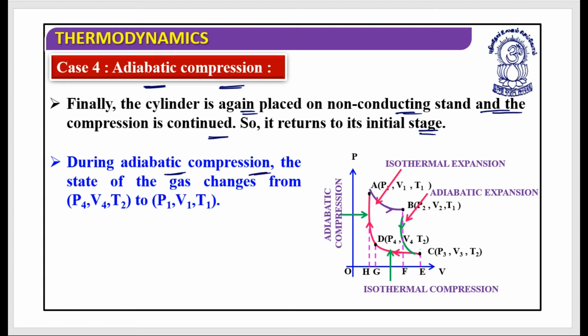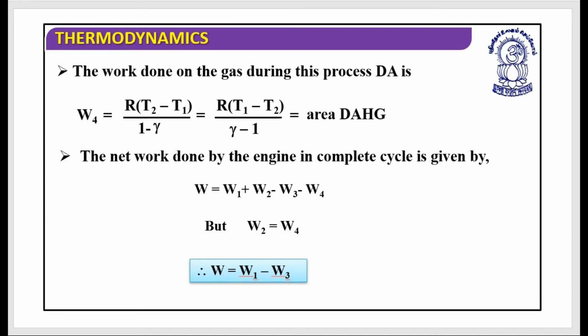So during adiabatic compression, the state of the gas changes from P4 V4 T2 to P1 V1 T1. So this is the last adiabatic compression. In this situation, the work done on the gas during this process, it's an adiabatic compression, work done 4, which is equal to R into bracket T2 minus T1 upon 1 minus gamma, or that could be R into bracket T1 minus T2 upon gamma minus 1, and this is the area of DAHG.